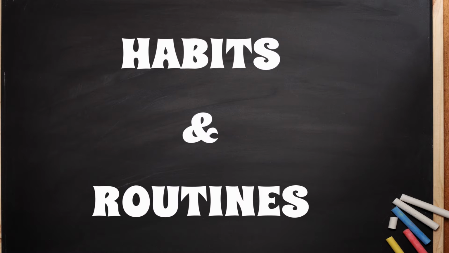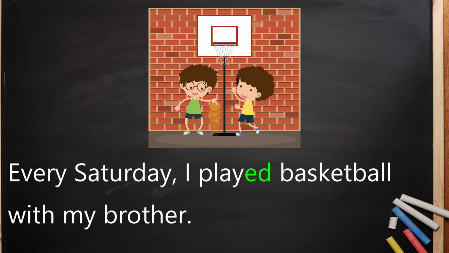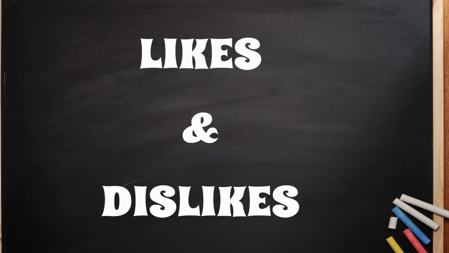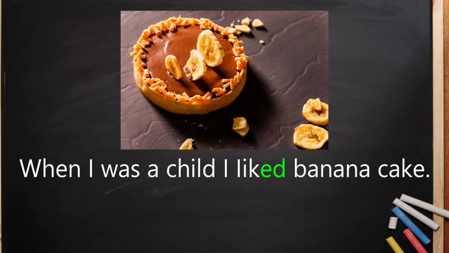Also, when we talk about a habit or routine, things that we used to do in the past. Every Saturday, I played basketball with my brother. And also, we can use the simple past to express things we like or things that we don't like. For example, when I was a child, I liked banana cake. Now I don't. So as you can see, we use the simple past in many ways and for many things.